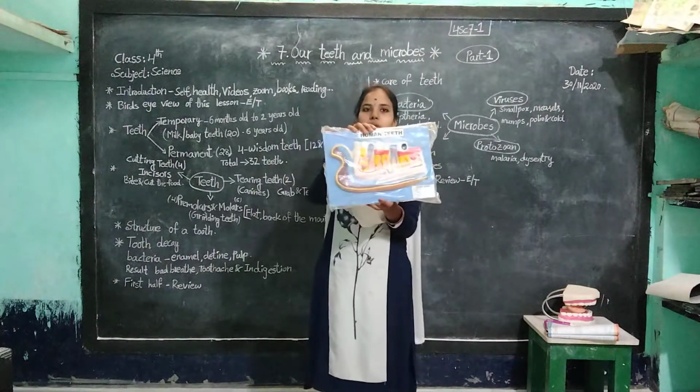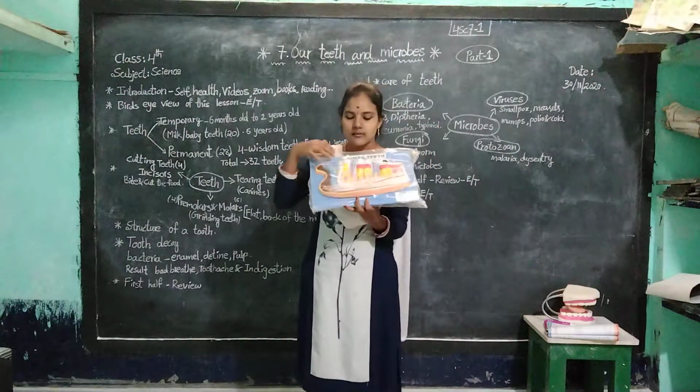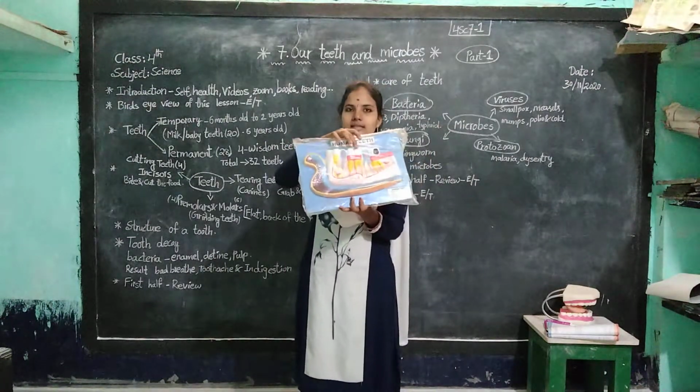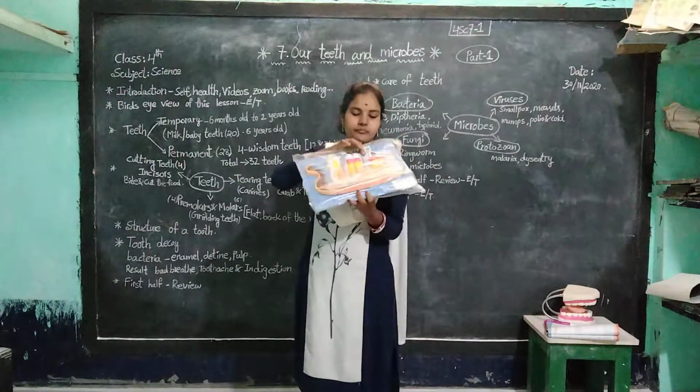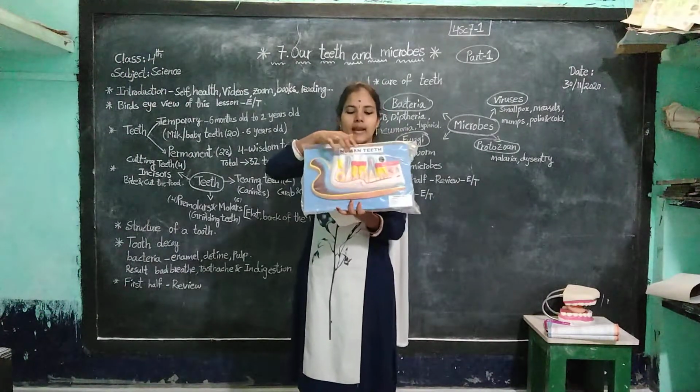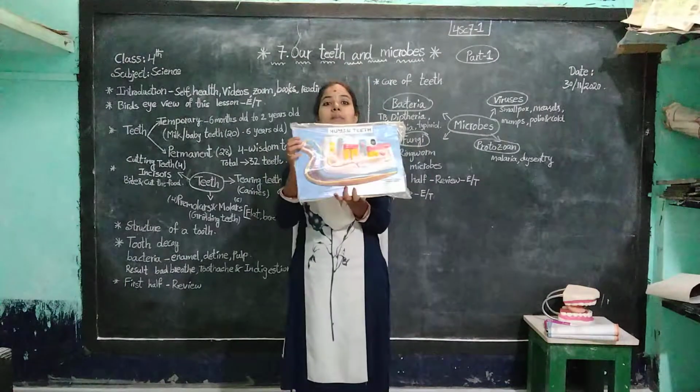This is the human tooth. Once again, observe the parts. This is the dentine, this is the enamel, and this is the pulp, and these red colored parts are gums.